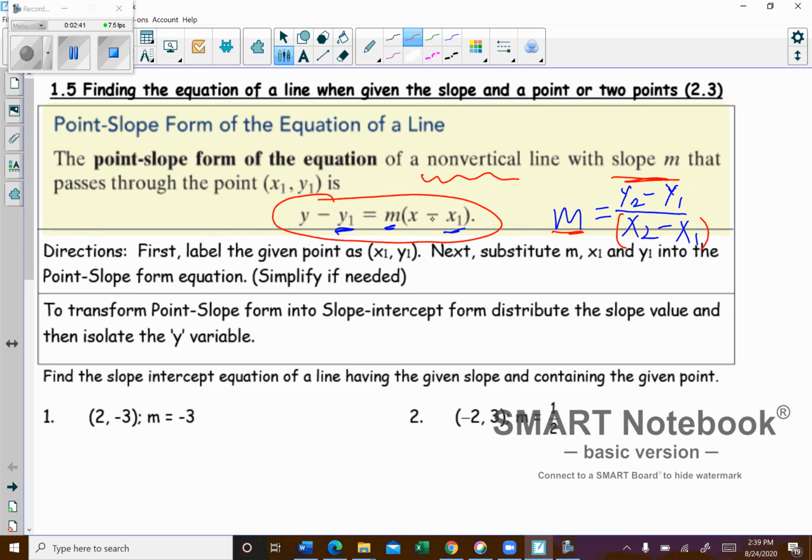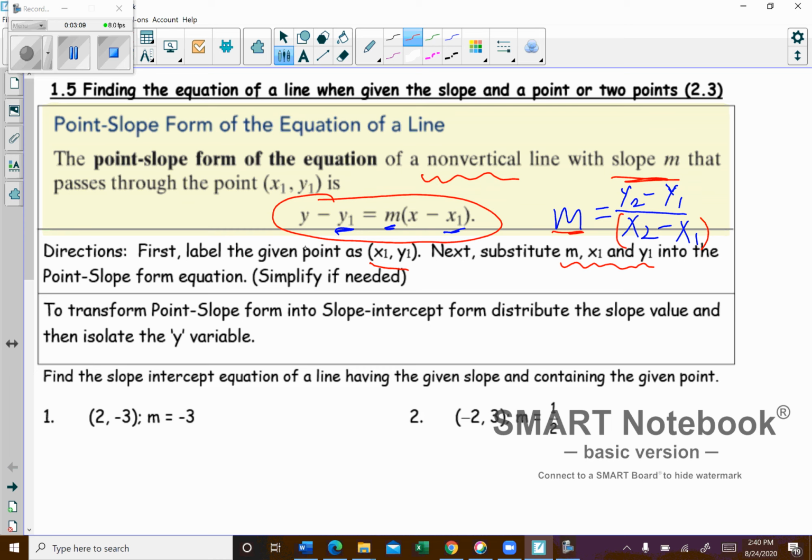So, directions. First, we're going to label the given point (x1, y1). Next, we substitute those values m, x1, and y1 into the point slope form of the equation. Simplify if needed. Part of the formula is that minus right there, y minus, x minus. Sometimes you'll get double negatives, and you want to go ahead and simplify that. We'll see a couple of those cases in a minute.